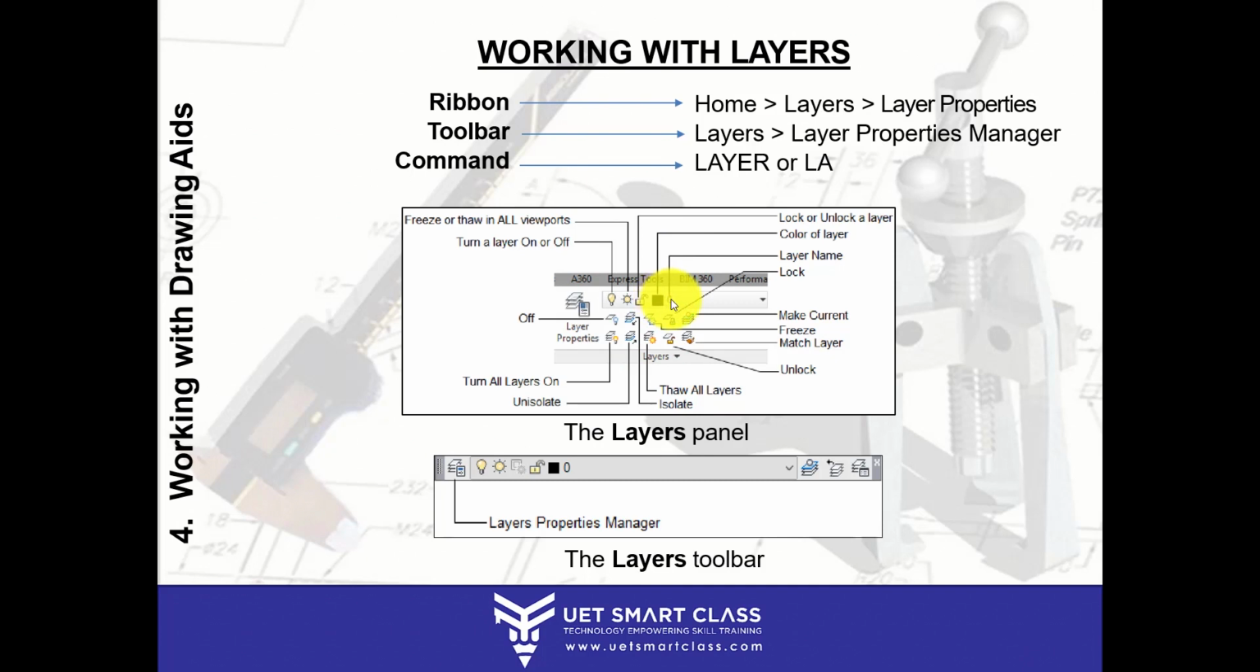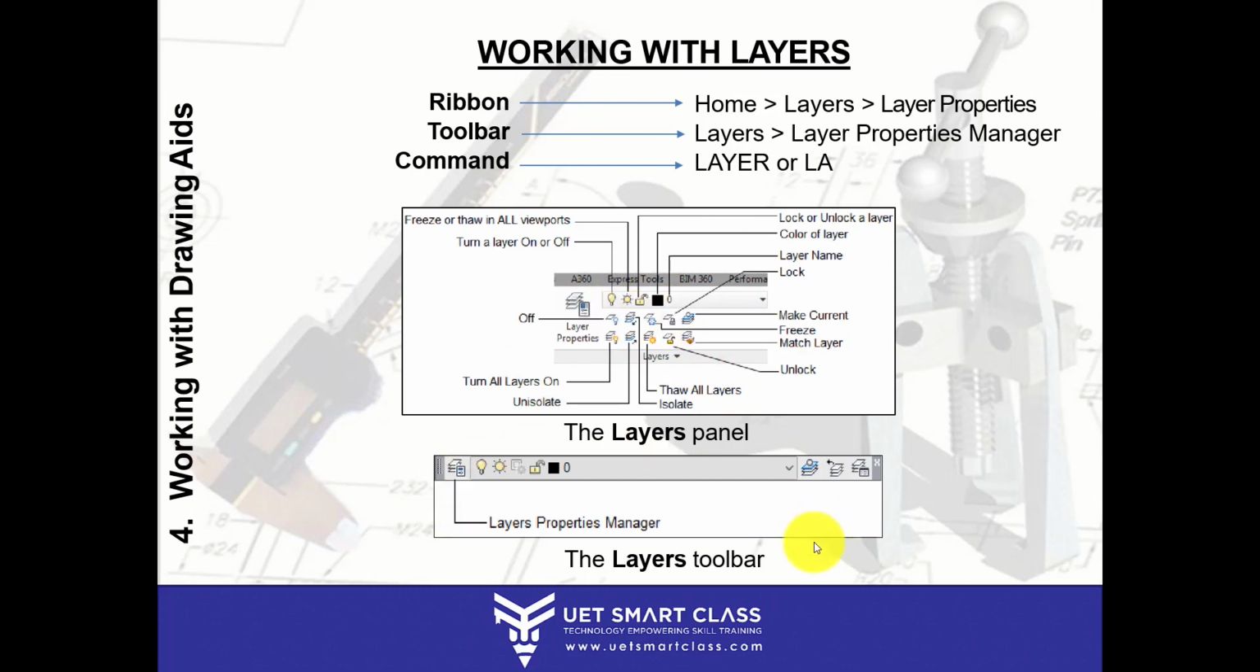Okay. Then you can switch off the layers. You can turn on all the layers. You can unisolate the layers. You can thaw all the layers. You can isolate the layers. You can unlock. You can match the layers with others. You can freeze the layers and you can make the layer which you have saved as current. Okay. So these are the options within your layer panel.